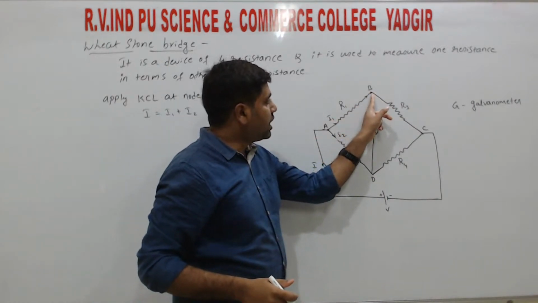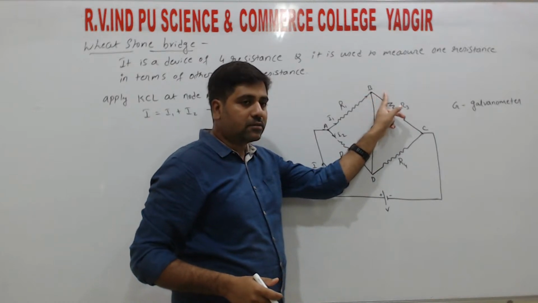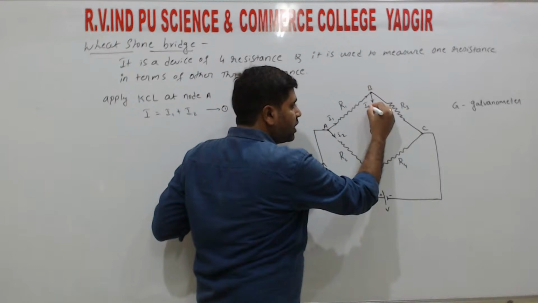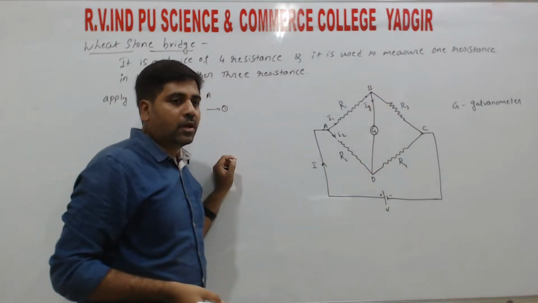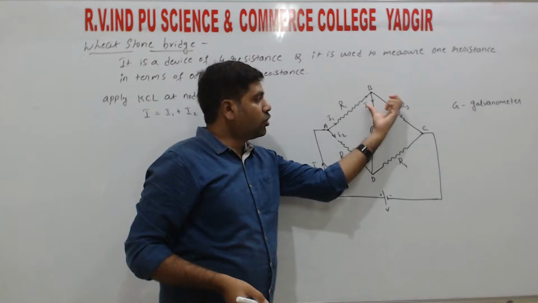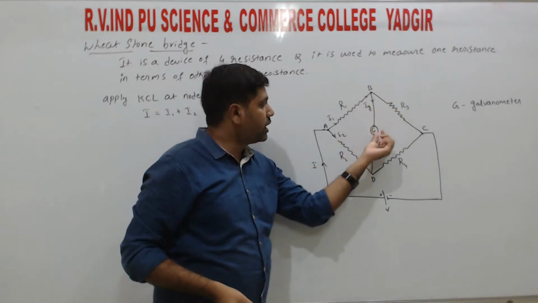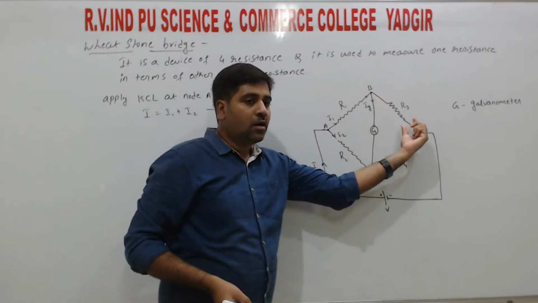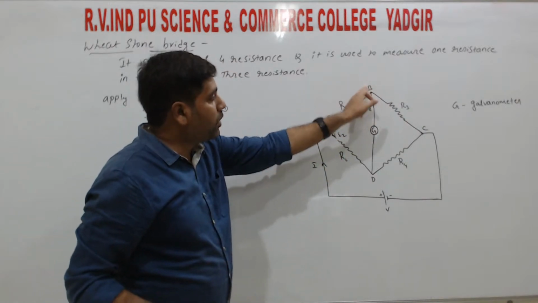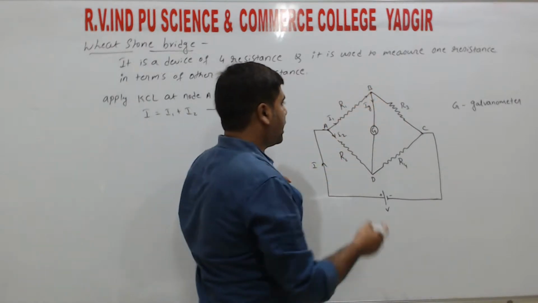At this junction again we have three conductors meeting. The current which is flowing through the galvanometer, we can take as Ig, right? The current which is entering at the junction B will leave in two arms, one through the galvanometer and another through the resistance R3, right? So again Kirchhoff current law is applied at the junction B.